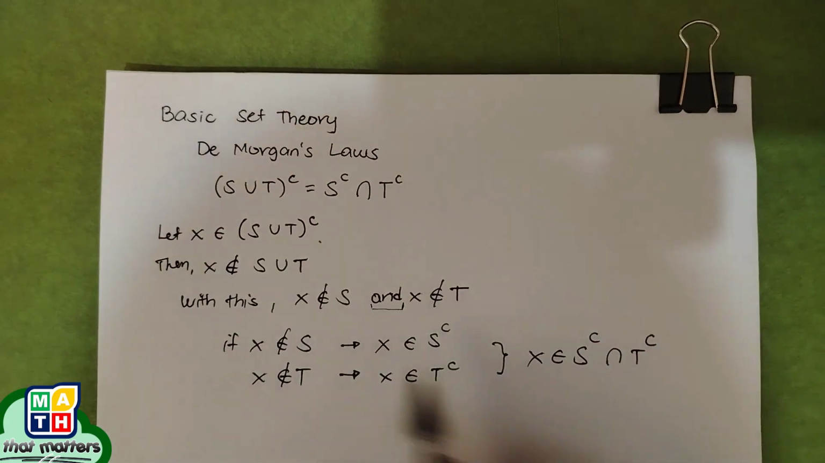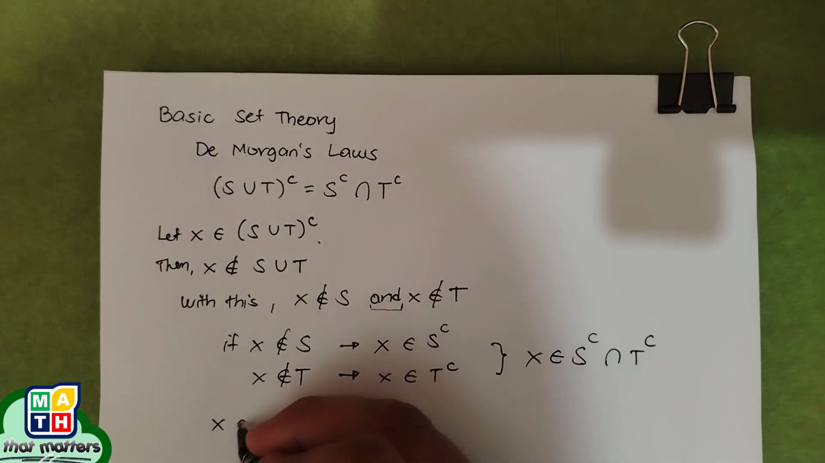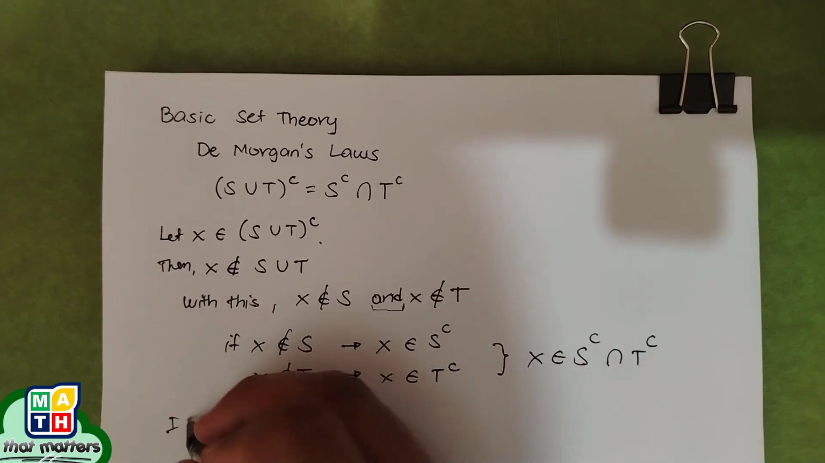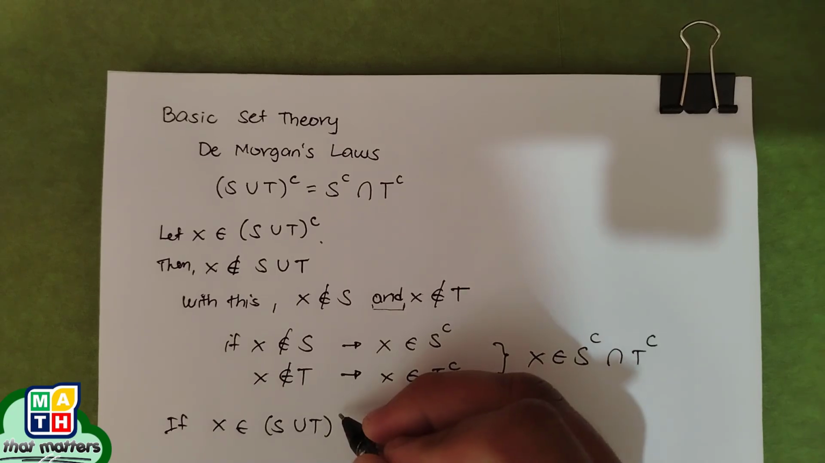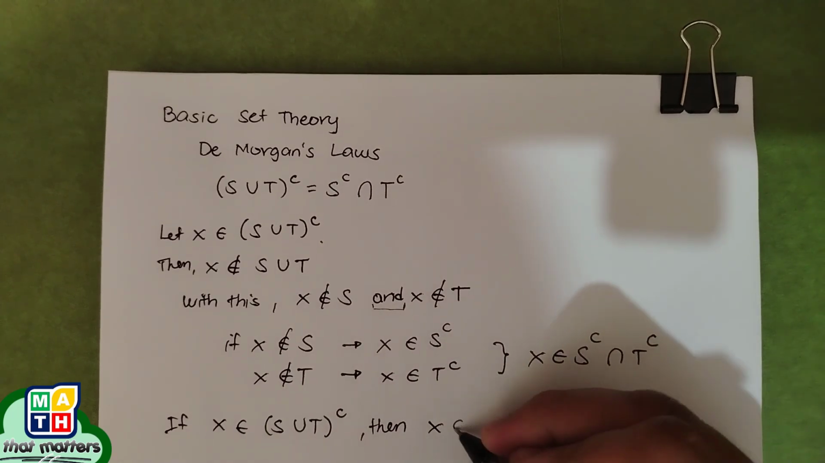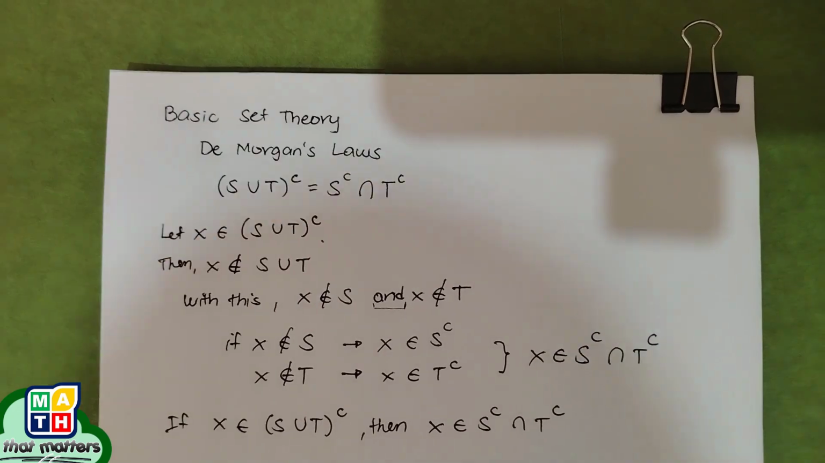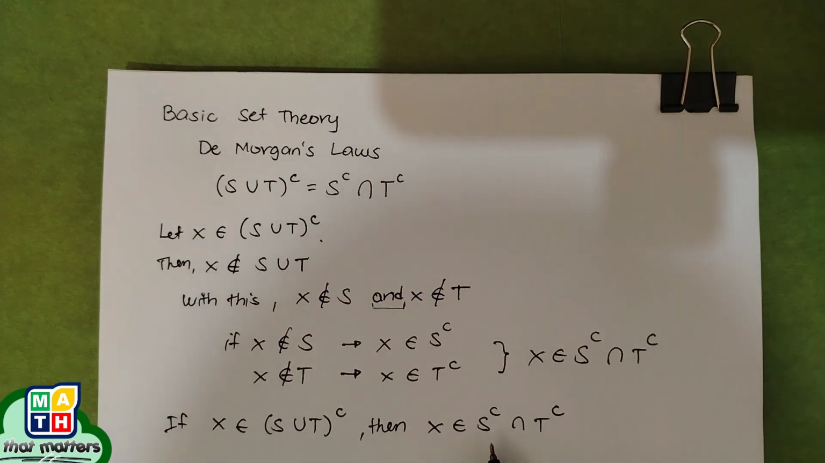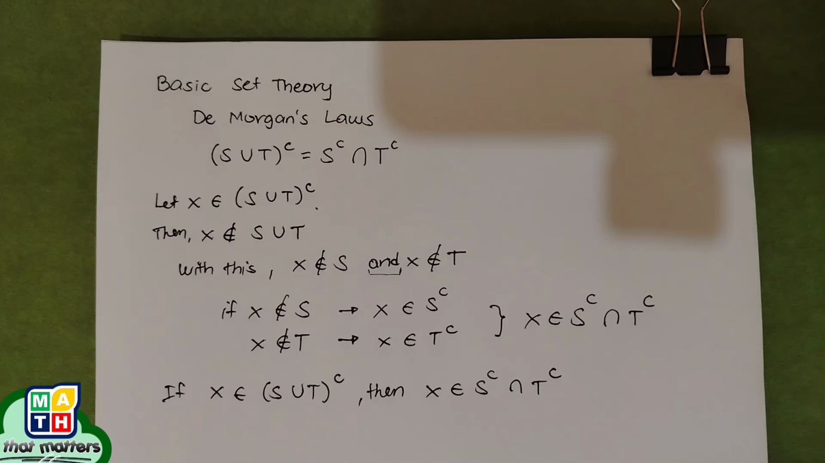This provides us the idea that if x is an element of the complement of the union of S and T, then x is also an element of the intersection of our complements of S and T. This shows the first De Morgan's law to be correct.